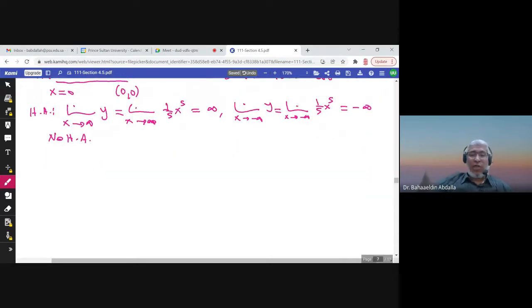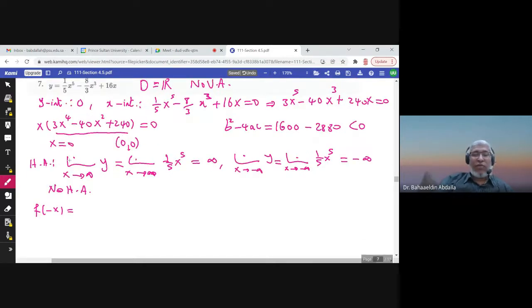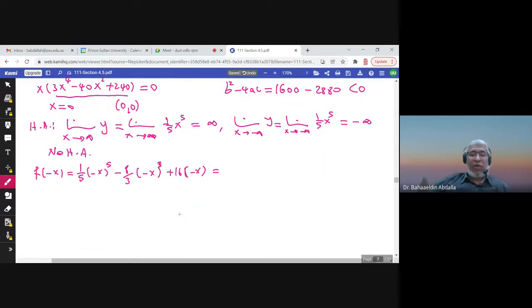Symmetry, let us check f of negative x. Well, f of negative x would be 1 over 5 negative x to the power 5, negative 8 over 3 negative x to the power 3, and 16 times negative x. Now negative to the power 5 is negative, so it's negative 1 over 5 x to the power 5. Also negative to the power 3 is negative, so it'd be positive 8 over 3 x cubed and negative 16x. And this is in fact negative f of x.